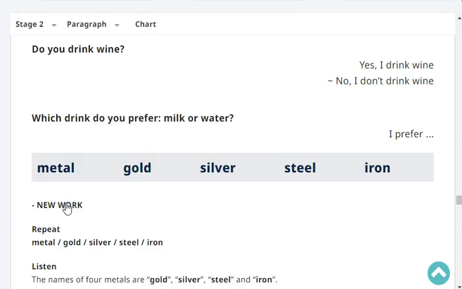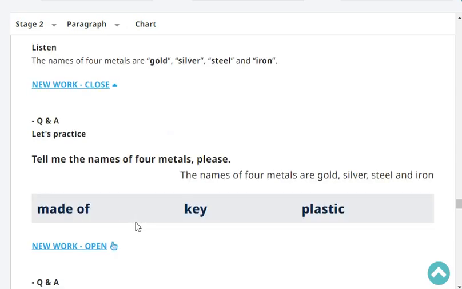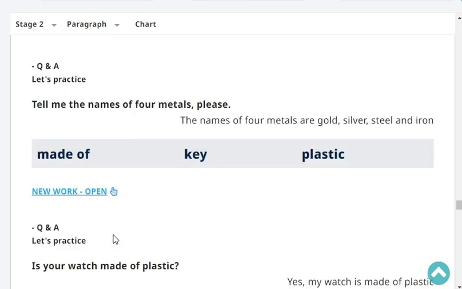So repeat: metal, gold, silver, steel, iron. Very good. Okay, listen. The names of four metals are gold, silver, steel, and iron. Let's practice. Tell me the names of four metals, please. The names of four metals are gold, silver, steel, and iron. Very good.